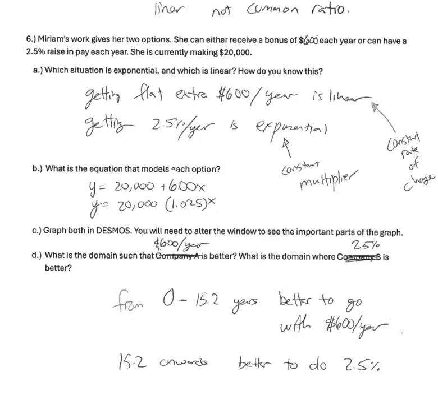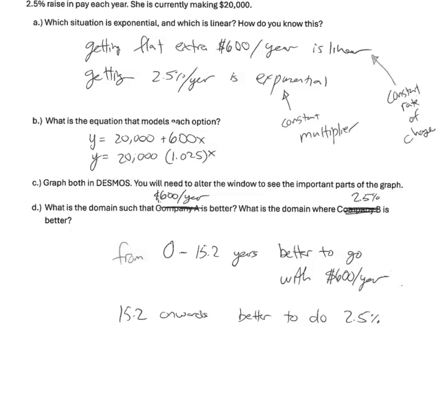So we have that. What are the equations? I modeled them based on y equals mx plus b versus y equals a times 1 plus r to the x. Then when you use Desmos and you adjust your window, you find out between 0 and 15.2 years, it's better just to do the $600 per year. And after 15.2 years, it'd be better to be at the 2.5%.